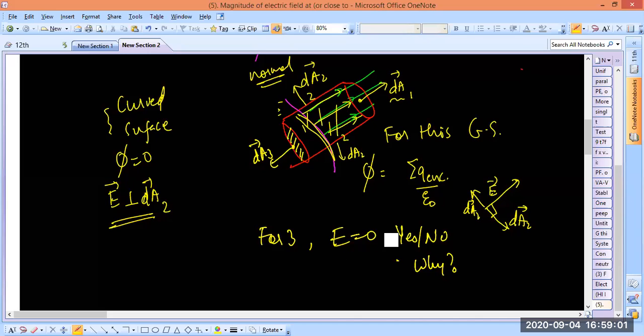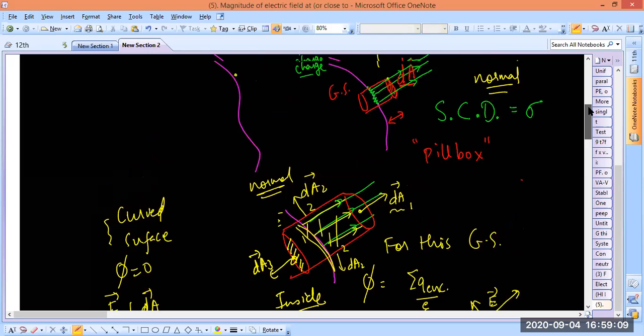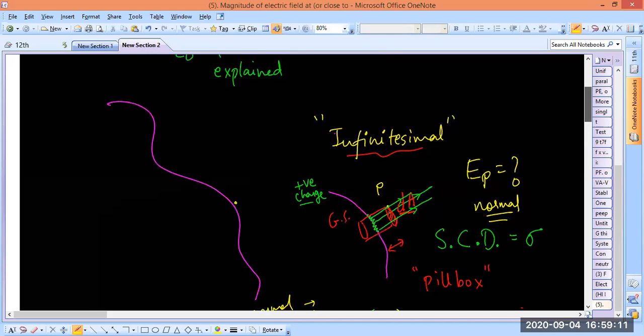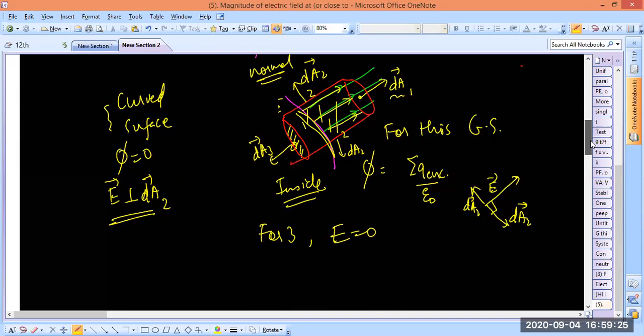Well, the correct answer is yes, it is 0, because this point is inside the conductor. Have a look at the diagram. Where's this point? This is inside the conductor, right? This is of course the conductor's surface. So if you take this point on this side, where is it? It is inside the surface. It is inside the conductor. Is that okay?